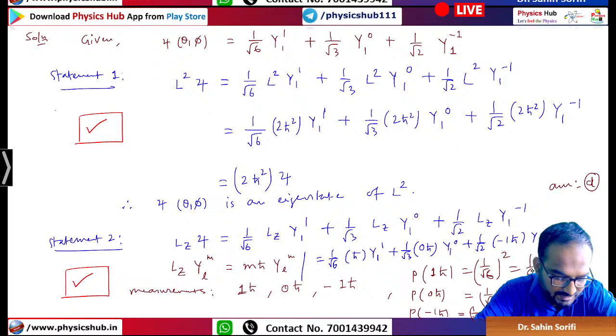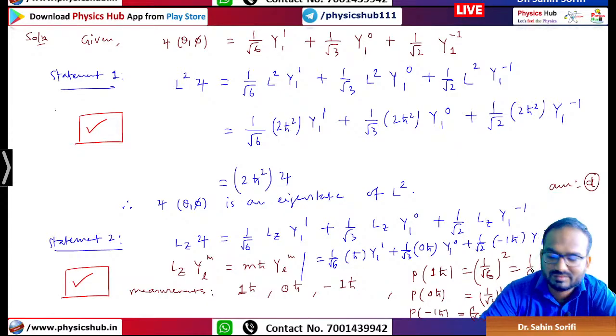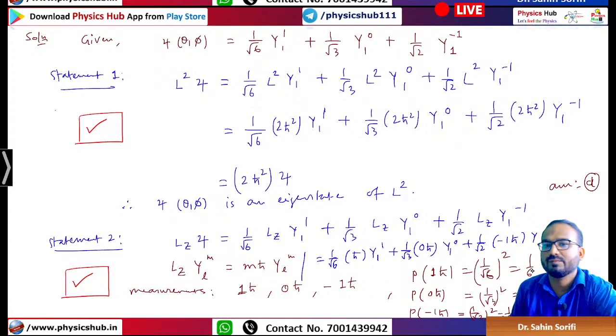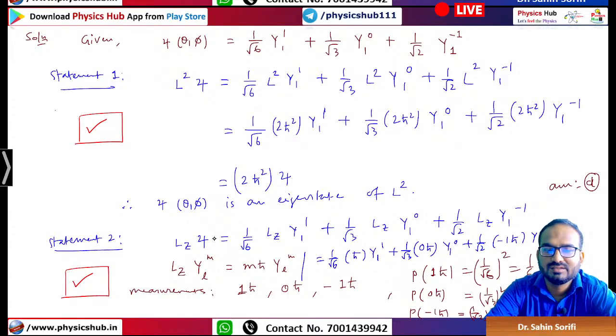It's not changing like a raising and lowering operator. No, the properties of raising and lowering operators are different. How is it changing? Lz, this is an eigenvalue equation, okay? The behavior of Lz is like this. It will produce eigenvalue m h cut. Raising and lowering operators behave differently. If you consider a differential operator, it behaves differently. If you consider the momentum operator, it behaves differently.